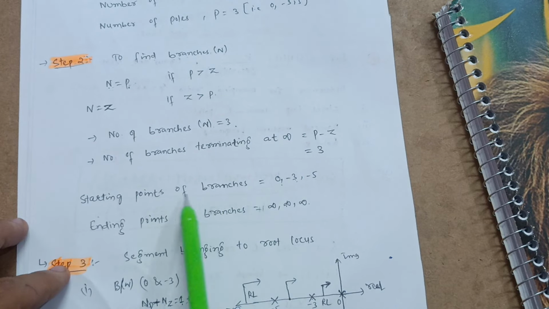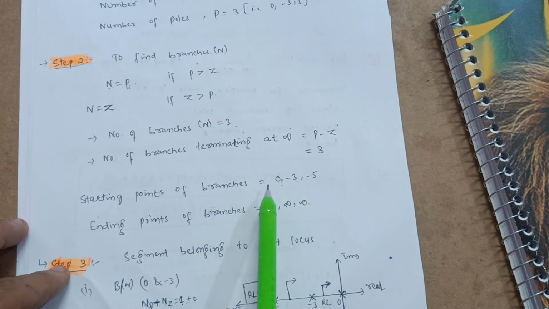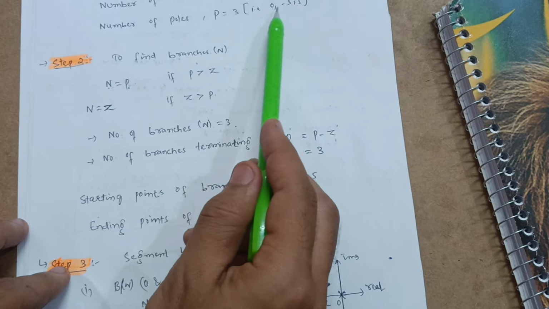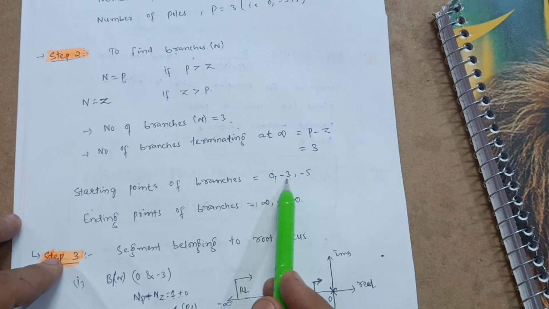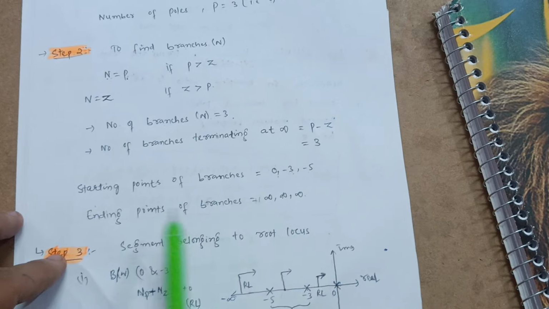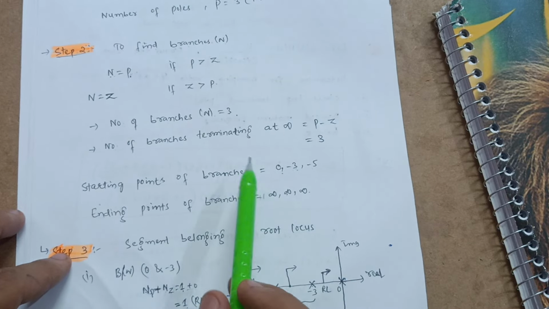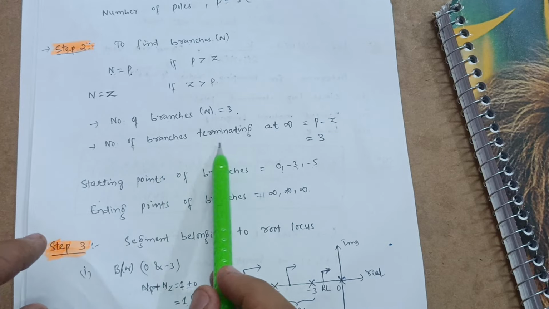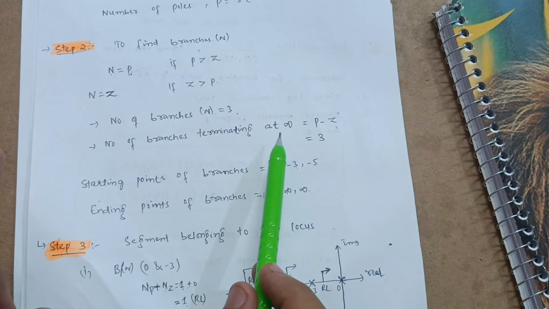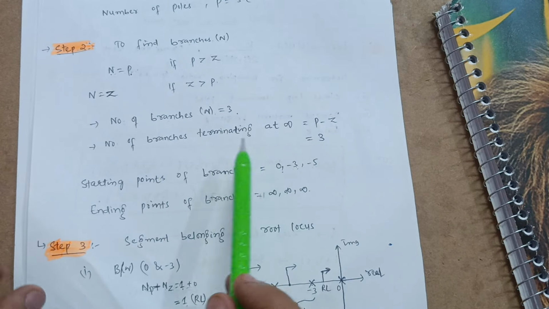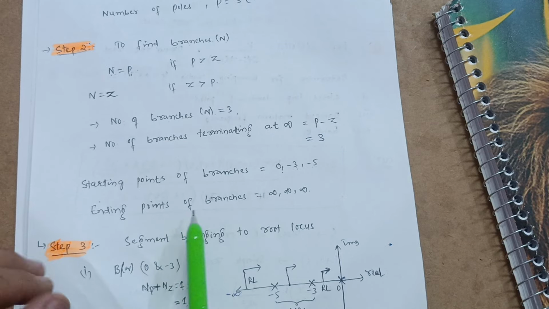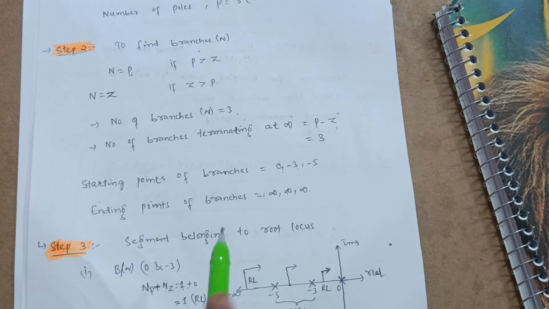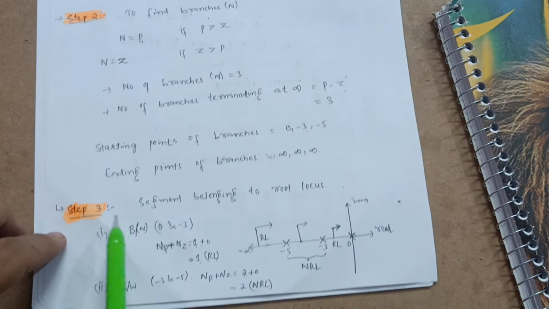Starting points of branches: branches will always start from the poles. So what are the pole values? 0, minus 3, minus 5. So 0, minus 3, minus 5 are the starting points of branches. And ending points of branches, is there any 0 present? No. I have told you these branches will terminate at either 0 or infinity, but here no zeros are present, so that is why here the ending points of branches are infinity, infinity, infinity. I hope you are following.